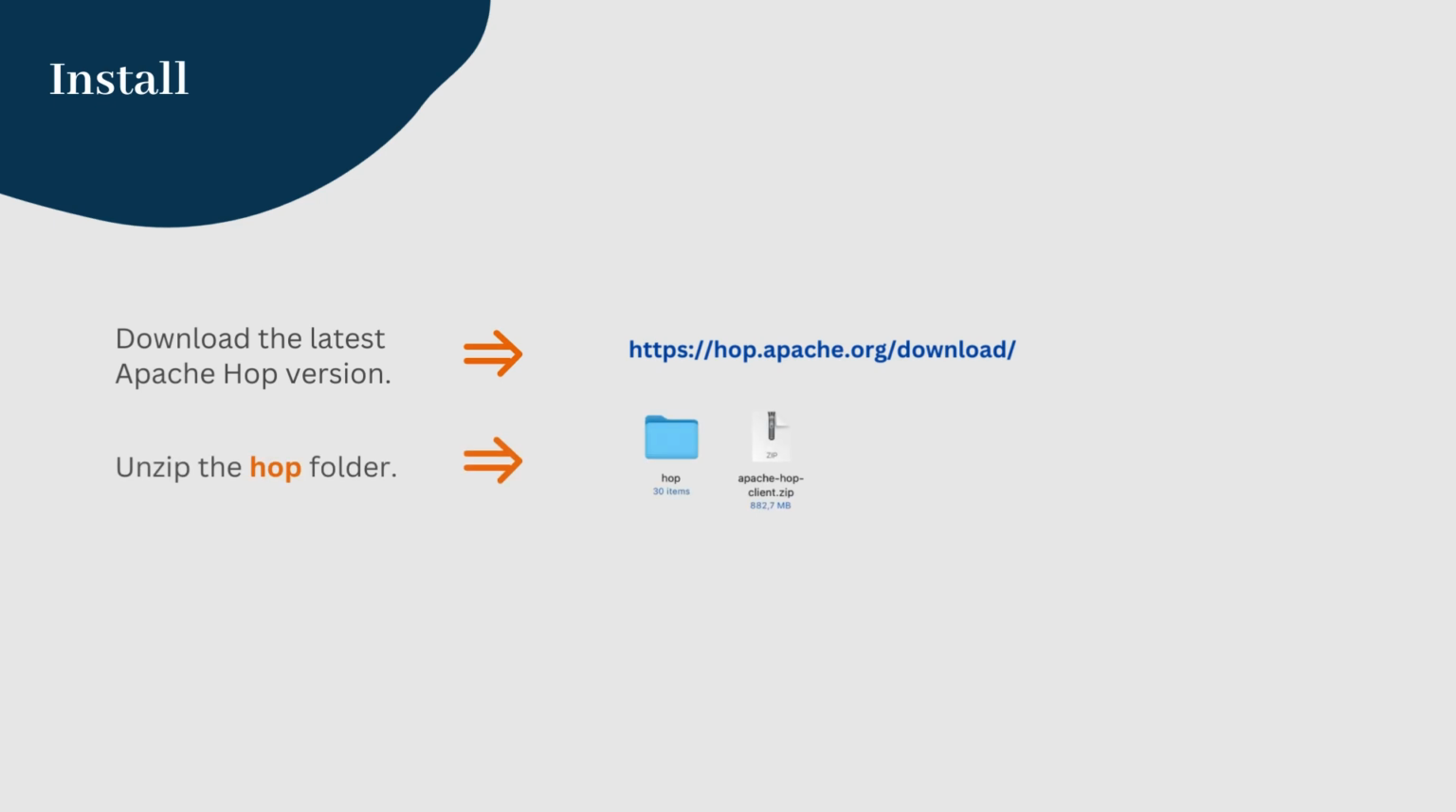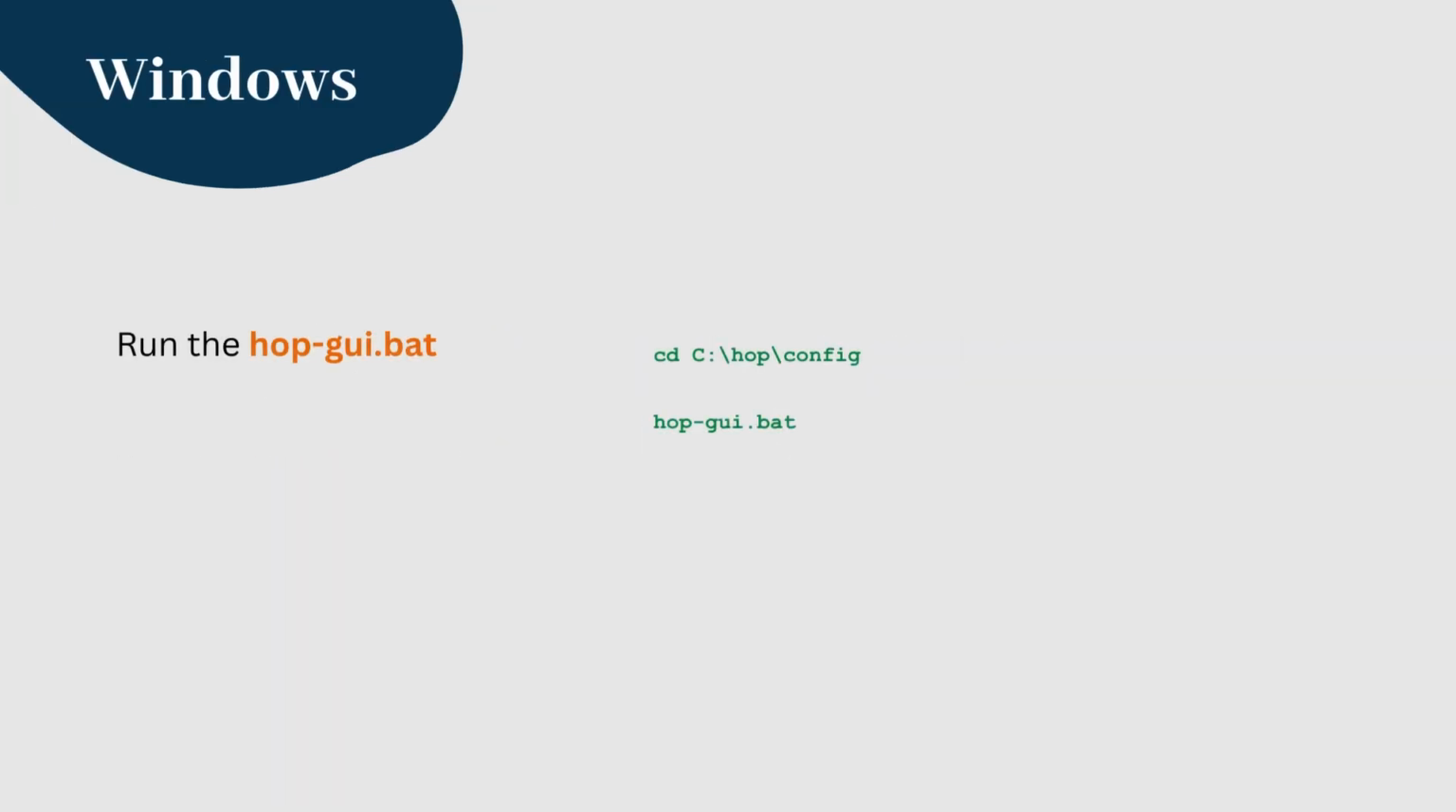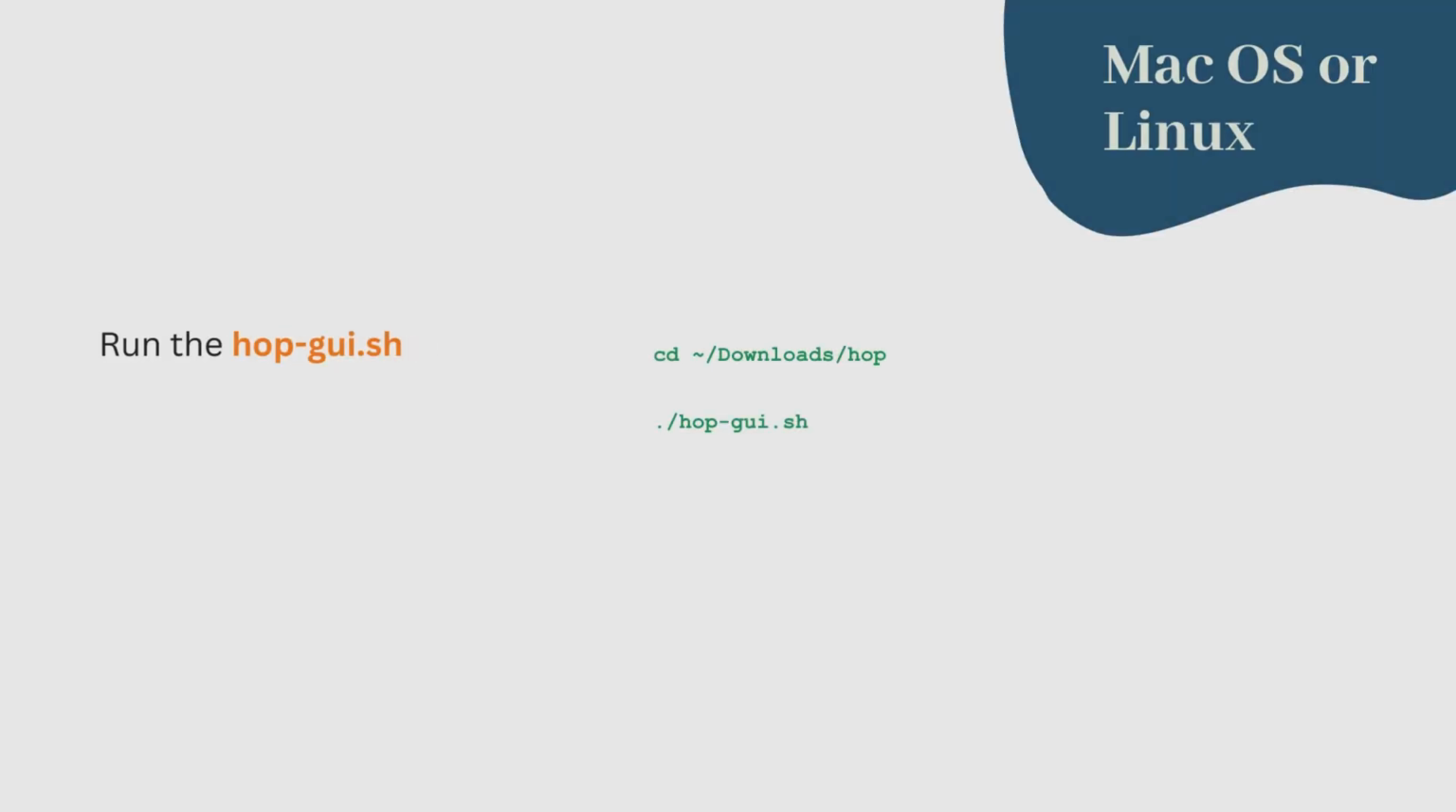To get started, head over to the Apache Hop website and download the latest version. Once downloaded, unzip the file to a location of your choice. Navigate to your newly unzipped Apache Hop directory. Here, you'll find everything you need to start using Hop. To launch the Hopgui, run the hopgui.bat file if you're on Windows, or run hop-gui.sh for Linux or macOS. This will bring up the graphical interface where you can start building your projects.